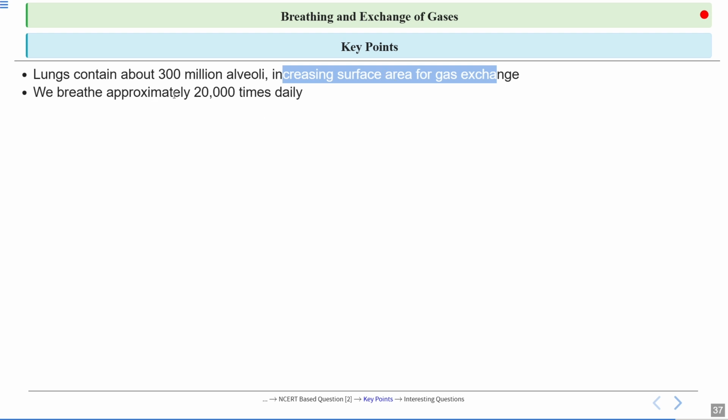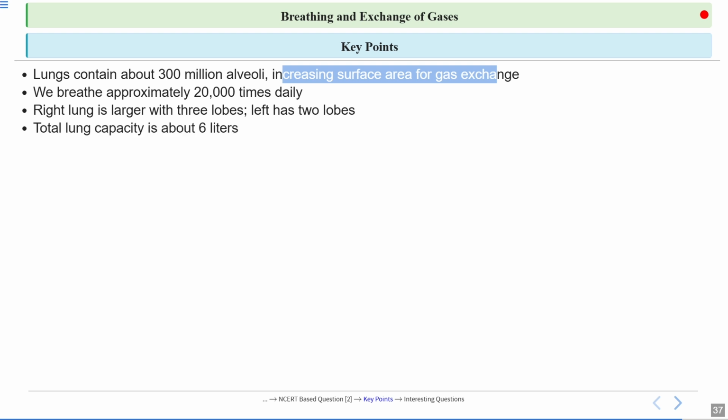Now, we breathe approximately 20,000 times daily. The right lung is larger with 3 lobes, and the left lung has only 2 lobes. Total lung capacity is about 6 liters. Now, breathing rate increases during exercise due to higher oxygen demand.